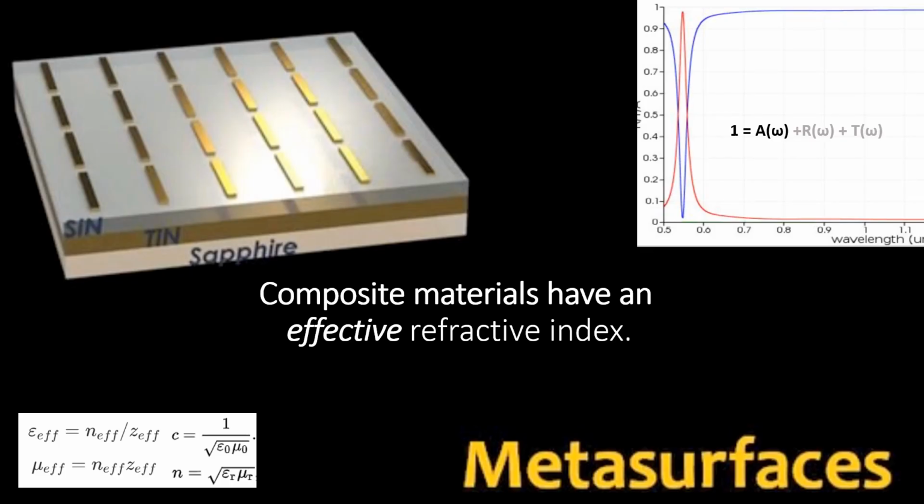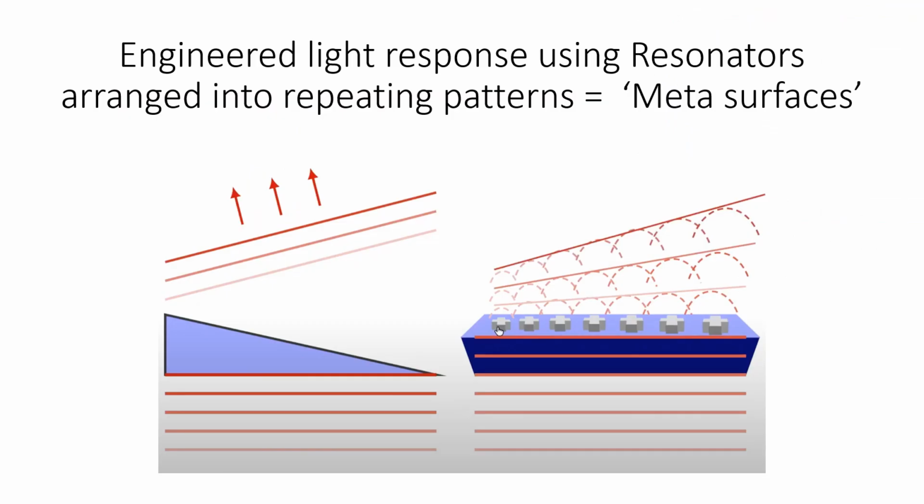Metasurfaces are composed of layers of metal and dielectrics, and they can be considered composite materials that have an effective refractive index. So you can control Maxwell's equations by turning reflection and transmission off and having unity absorption in the regions of the frequency bands that you want for your application. That's what I'm focusing on, absorbers.